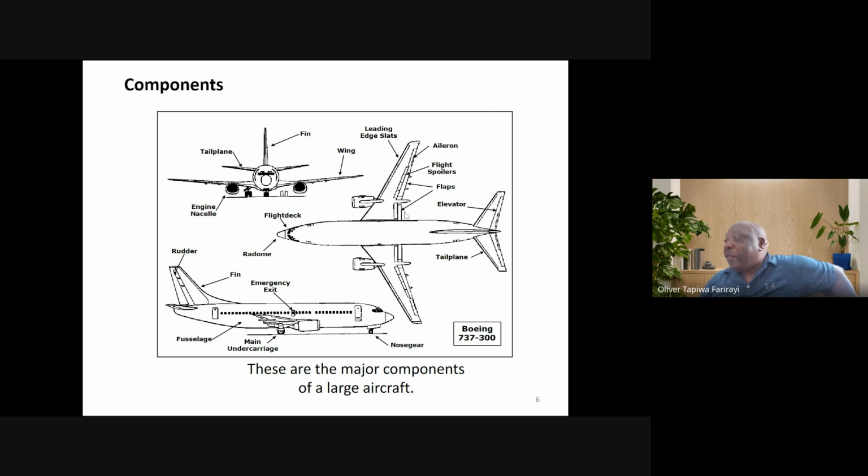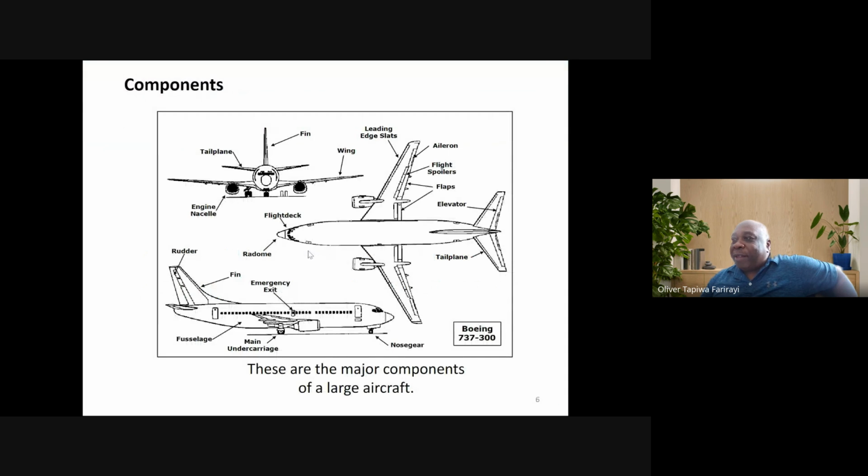Then here you've got the flaps as well, either side. Then you've got the tailplane, then the elevator, again the flight deck, and the radome. This nose here, they call it the radome. I think that's where you'll find the area for the weather radar and things like that in front of the aircraft.